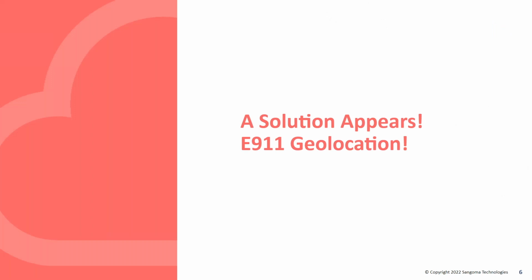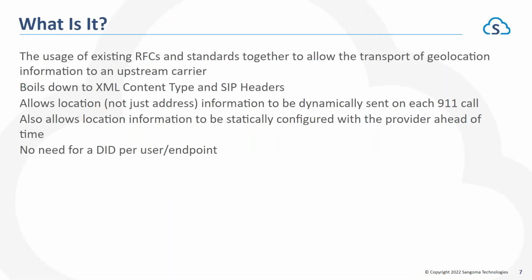So a solution appears, E911 geolocation. But what is it really? E911 geolocation is really the combination of existing RFCs and standards. And when I mean standards, I'm talking about stuff, for example, from the 3GPP group, not just SIP standards. And these were all brought together to allow the transport of geolocation information to an upstream carrier.